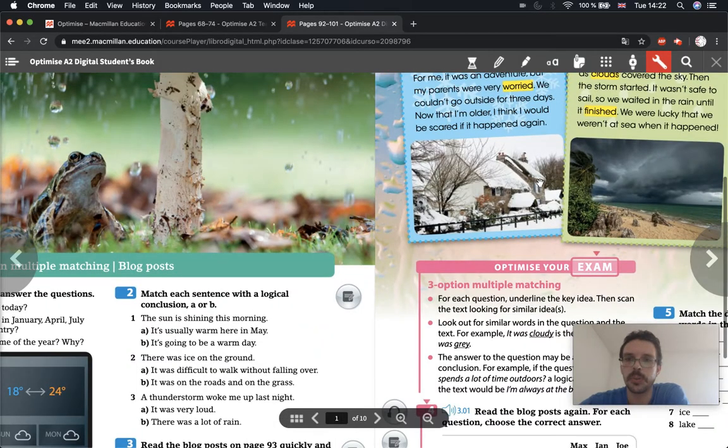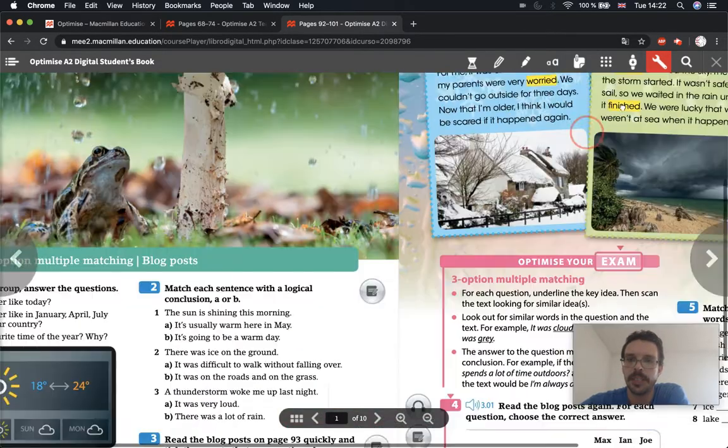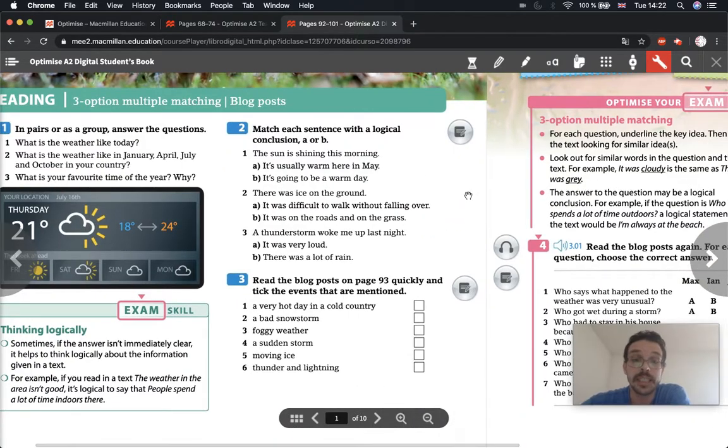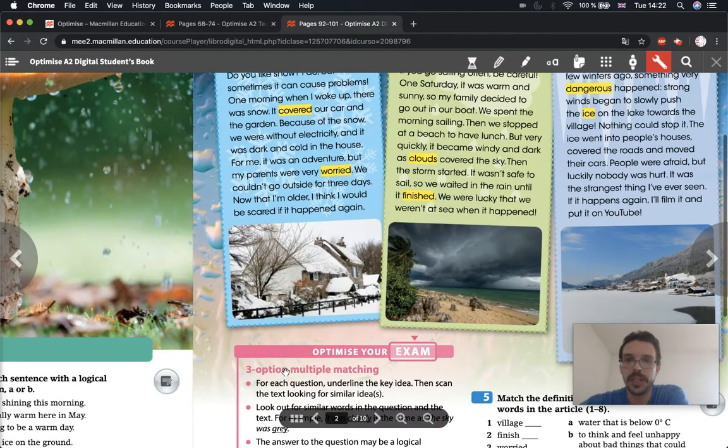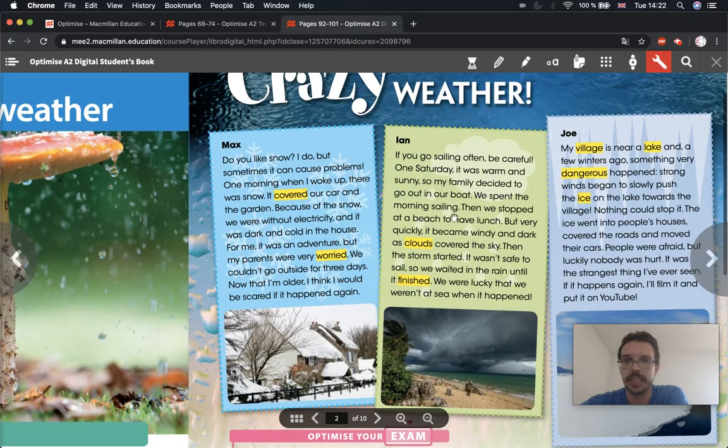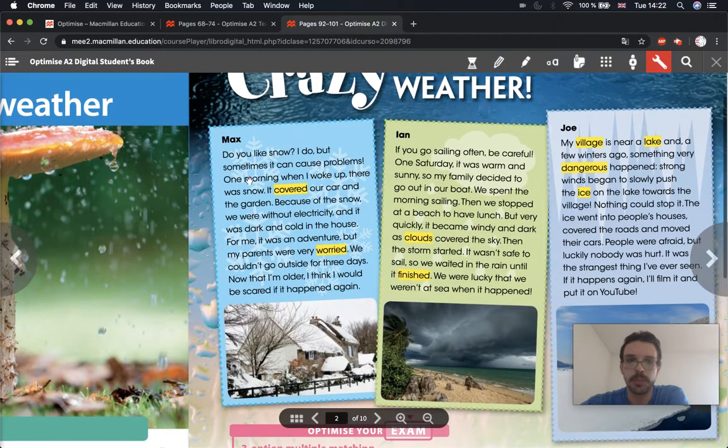Now what we're going to do is have a look at the texts, okay? We've got 3 texts. With any reading activity, it's always a good idea, the first thing you do, is to read the information very quickly to get a general idea of what it's about, okay? So that's what this next exercise is going to be about. We've got 3 blog posts here, 3 different blog posts from 3 people, Max, Ian, and Joe, okay?